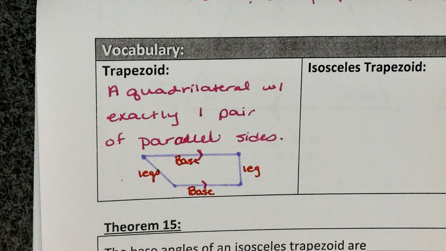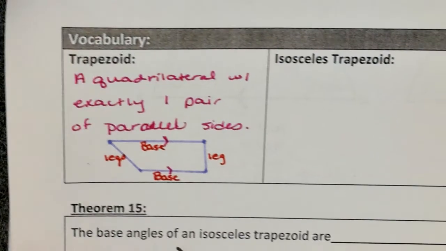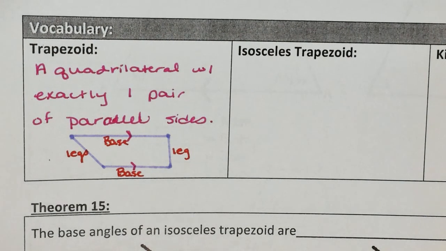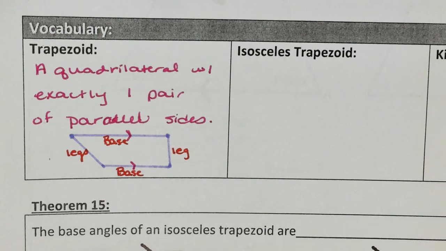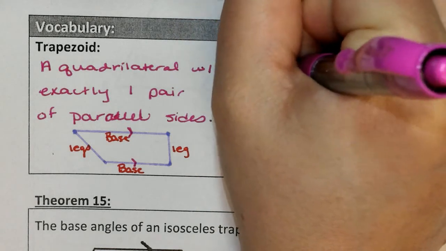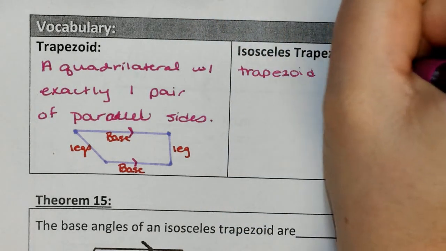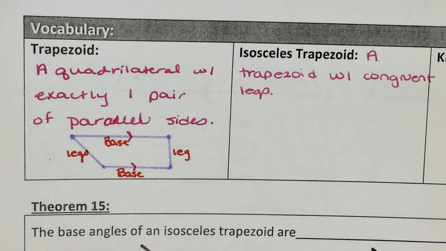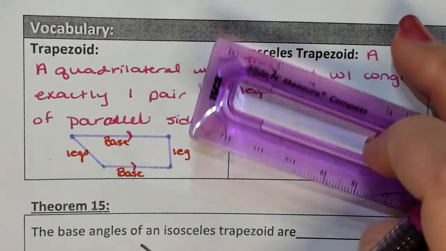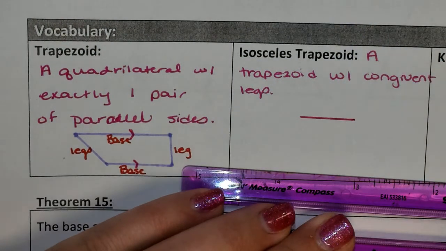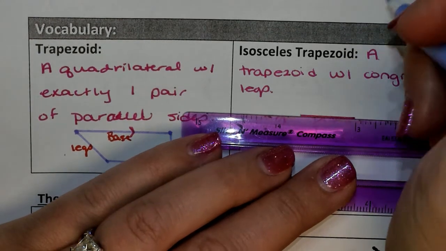Okay. What is an isosceles trapezoid? Yes, this is just a trapezoid with congruent legs. And many of you, when you think of a trapezoid, you automatically assume isosceles trapezoid because that's how you grew up learning what a trapezoid looks like. But they're not all isosceles trapezoids.